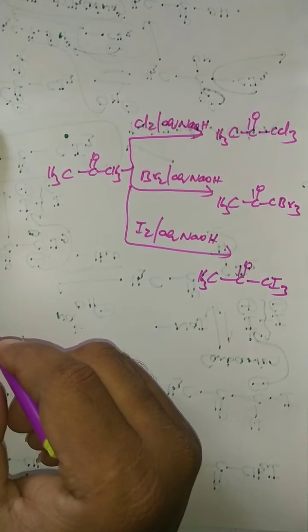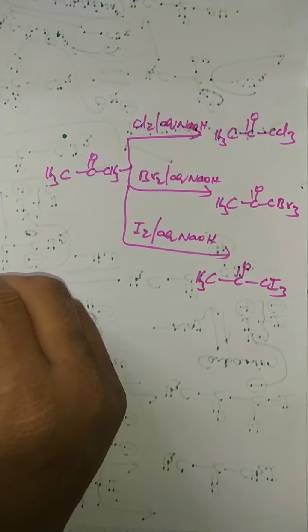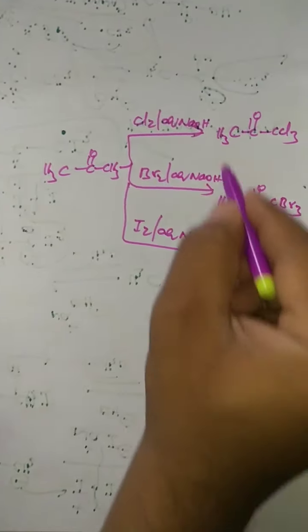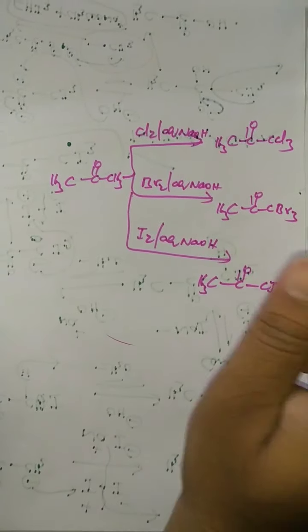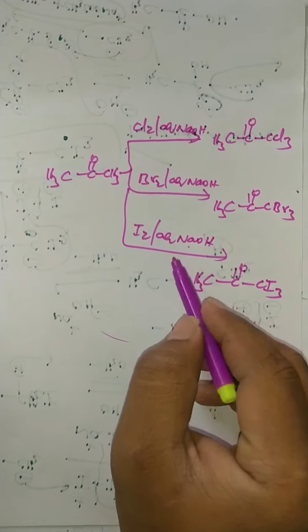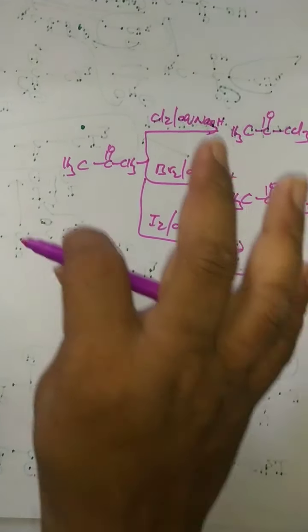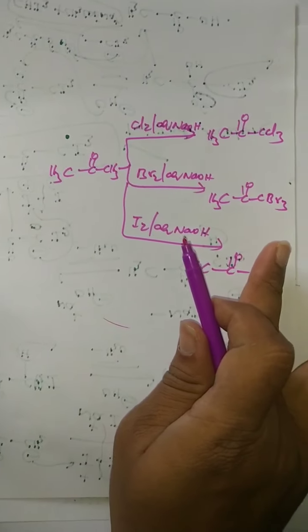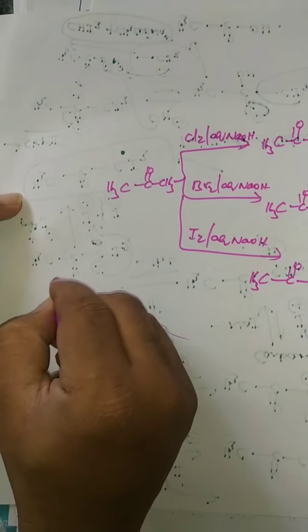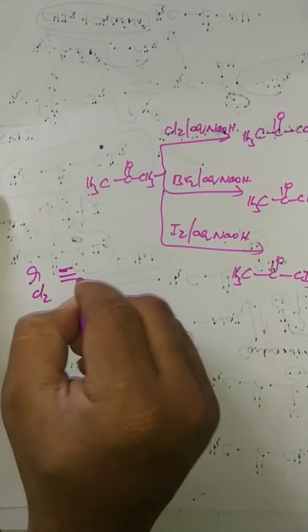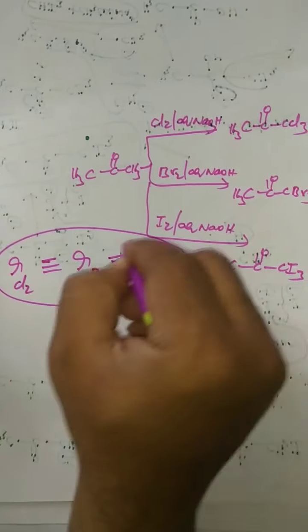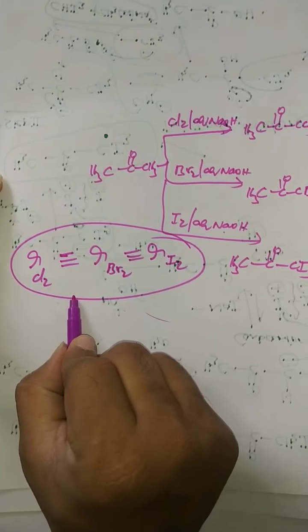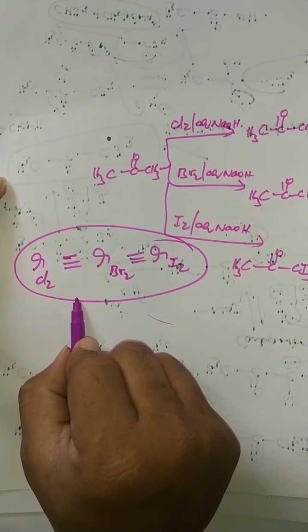Now especially IIT Advanced students, they will ask: arrange them in the decreasing order of their reactivity. So whose rate is more? Chlorination, bromination, iodination. Here it is a base promoted halogenation. So the rate of chlorination is equal to the rate of bromination is equal to the rate of iodination. Remember that. All the rates are equal. This is important for Advanced. Already it is asked in the Advanced exam.